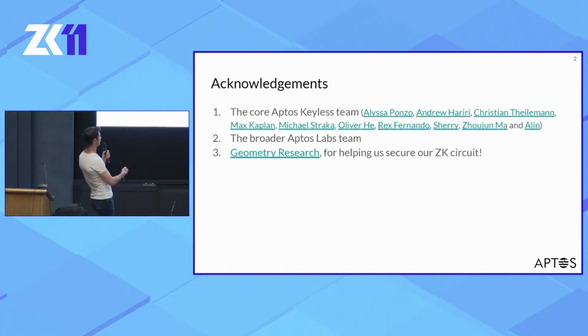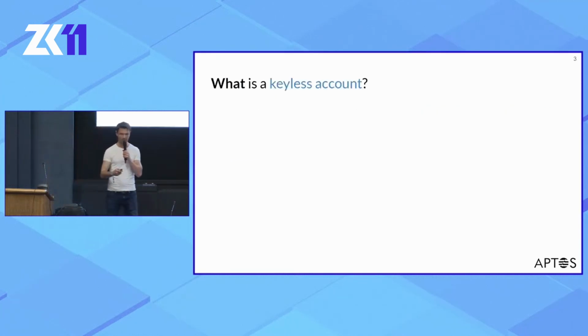So let's get started. But before we do, I want to say this is joint work with the core team at Aptos Labs, the core keyless team. Michael and Rex should be in the audience, and you can meet them today. Michael designed our circuit, Rex audited it, and worked on the prover service. And also the broader Aptos Labs team and the folks at Geometry Research, some of them in the audience right here, who helped us secure the ZK circuit.